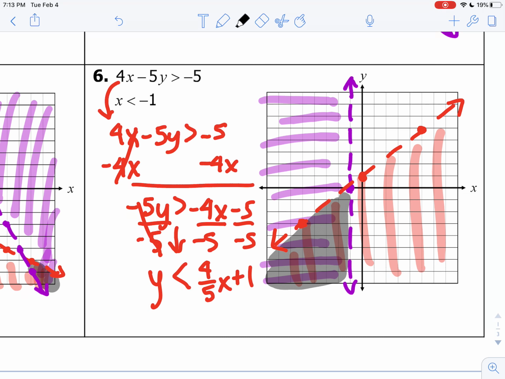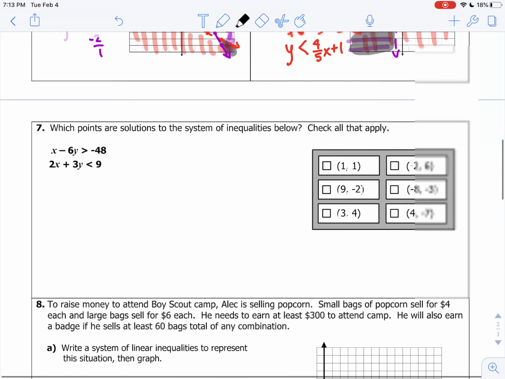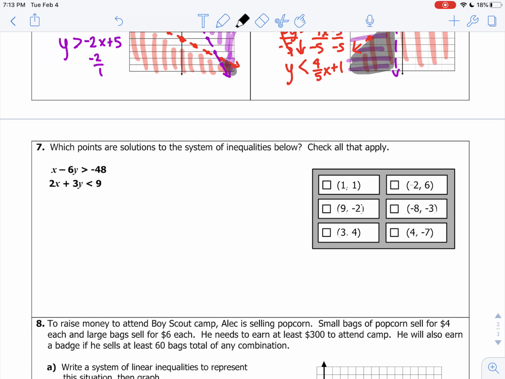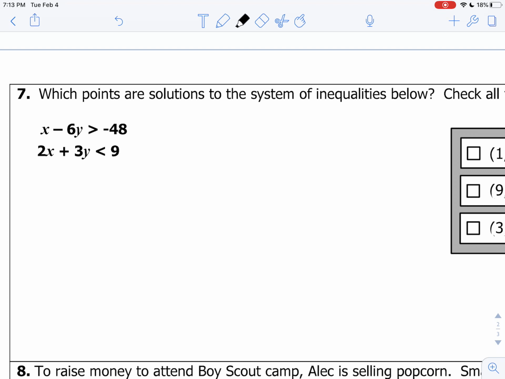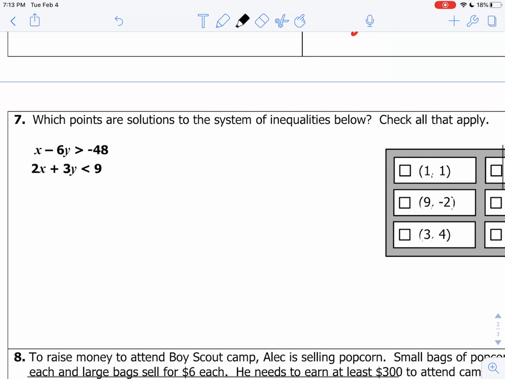All right, next one. Next one is a word problem. Oh, no, it's not. Okay, 8 and 9 are. So which points are solutions to the systems of inequalities below? So we have lots of different options here. How do we figure this out? Okay, so what we're going to do is plug them in and see if they fit.